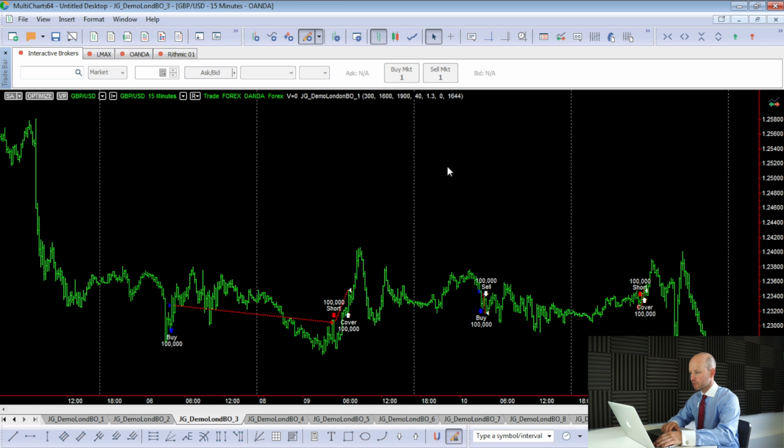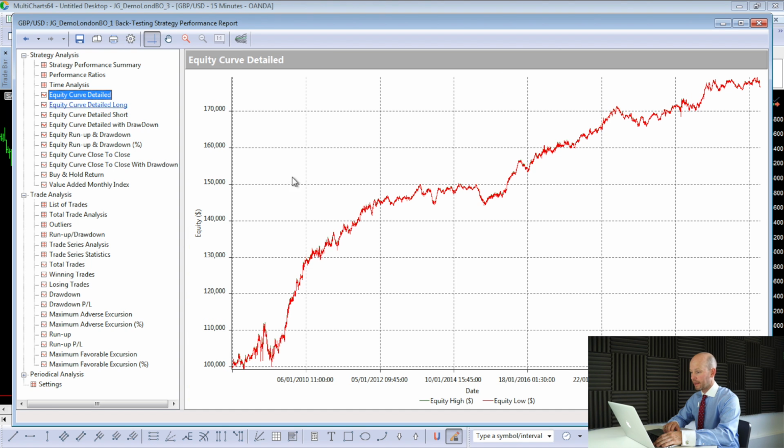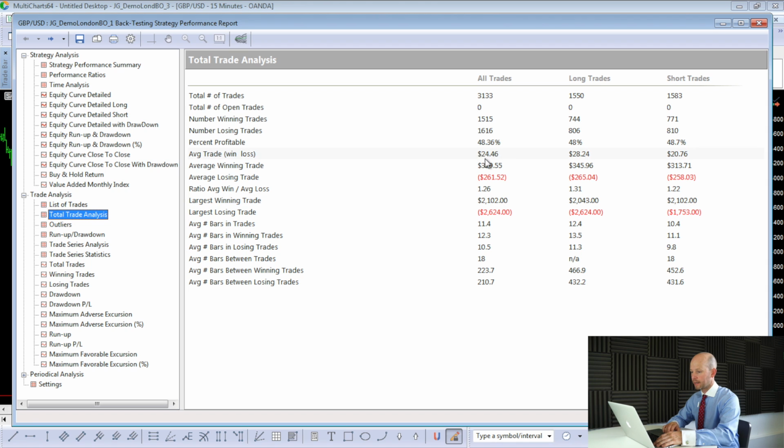Now the results for this are using the 1.3 reward to risk ratio. We are making more net profit now. Equity curve is just as nice, if not a little bit better. And our average trade has gone up a little bit, but not much.